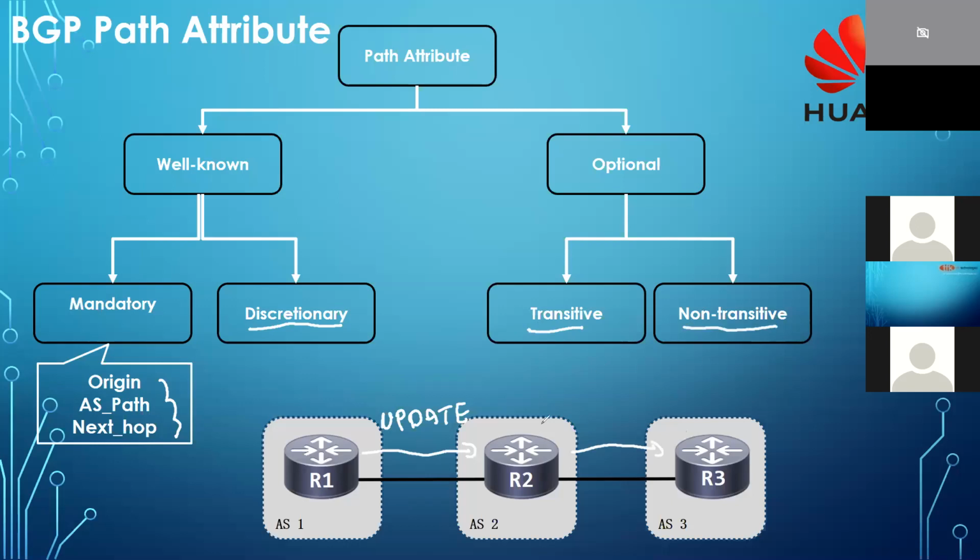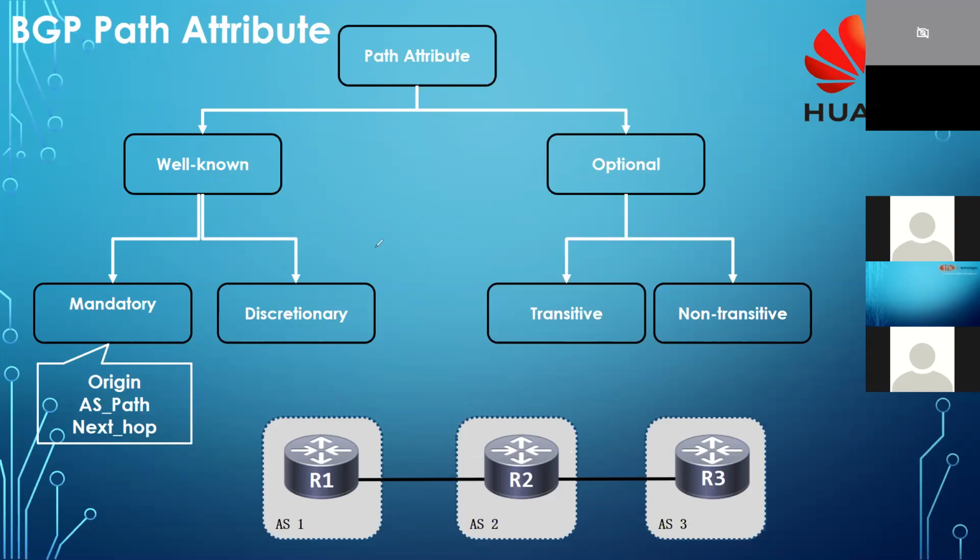Non-transitive: when R2 receives R1's update, it will not send the non-transitive attribute to R3. This is an optional attribute. If R2 doesn't identify or doesn't know an attribute in the transitive category, it will just ignore it and send it to R3.